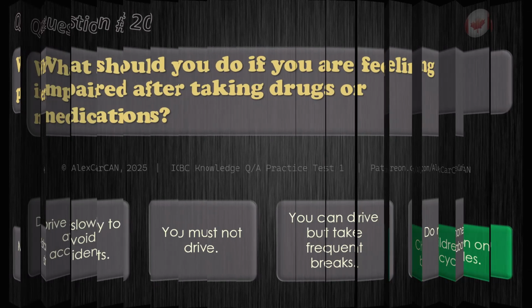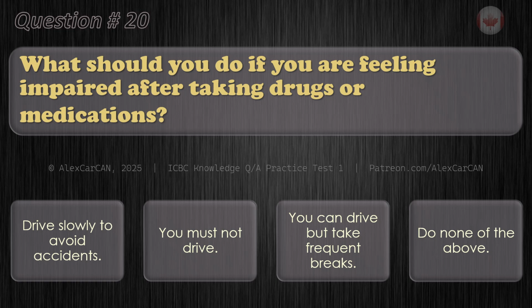Question number 20. What should you do if you are feeling impaired after taking drugs or medications? Drive slowly to avoid accidents. You must not drive. You can drive but take frequent breaks. Do none of the above. The correct answer is you must not drive.